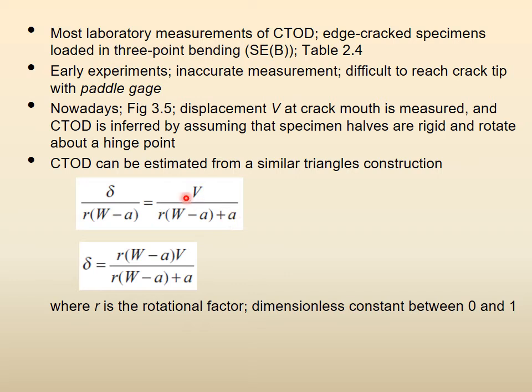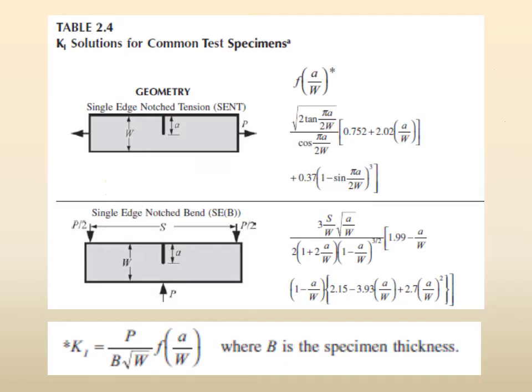Or from here it is similar triangles. One side of a triangle upon another side, similar side of the triangle upon similar side of the other triangle, right? So then delta will be r(W minus a) v / (r(W minus a) plus a), where r is a rotational factor, which is a dimensionless constant between 0 and 1. And let us just look at the figure now, then these equations will become easier.